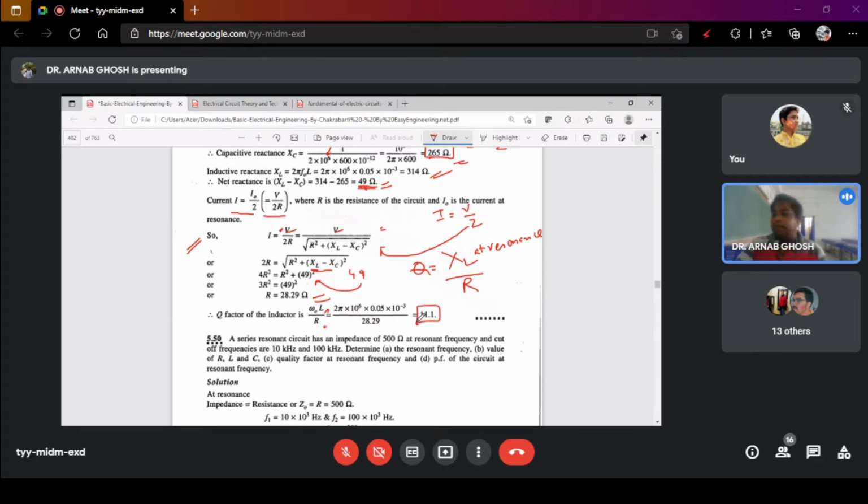So the voltage across the inductor will be 11.1 times the voltage across the resistance. You can calculate this by your technique or by just putting the formulas as well. You will see that the Q factor of the inductor will be 11.1, that means the voltage across the inductor will be 11.1 times that of the voltage across the resistance. Okay. So this is a typical problem where you need to apply the concept of Q factor and resonance.